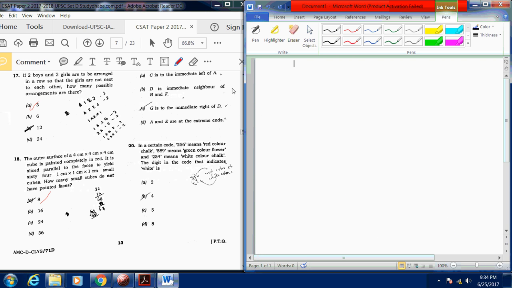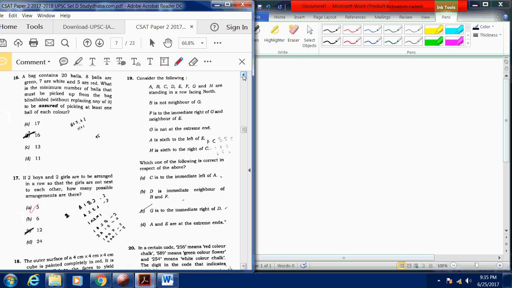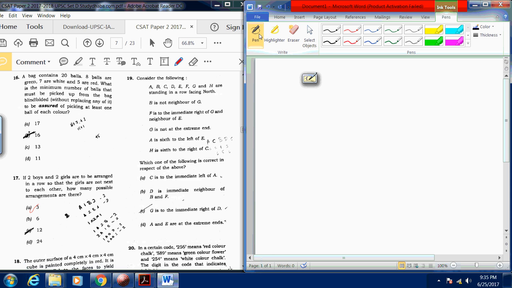So the next question now, question number 19. Okay, so there are 1, 2, 3, 4, 5, 6, 7, 8 people standing in a row facing north. So let's draw this: 1, 2, 3, 4, 5, 6, 7, 8. This is say the north. So B is not a neighbor of G, F is to the immediate right of G and neighbor of E, G is not at the extreme end, A is 6 to the left of E, H is 6 to the right of C. These are the details that we have been given.